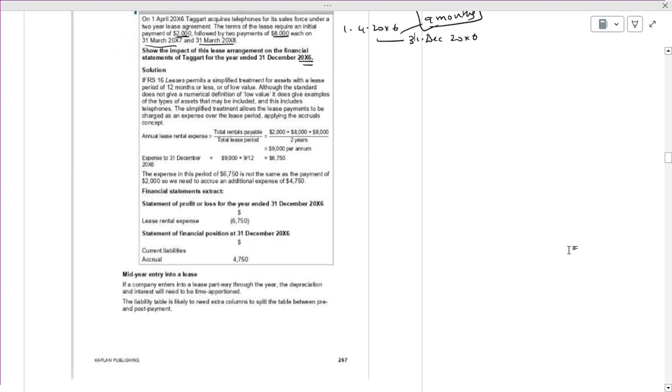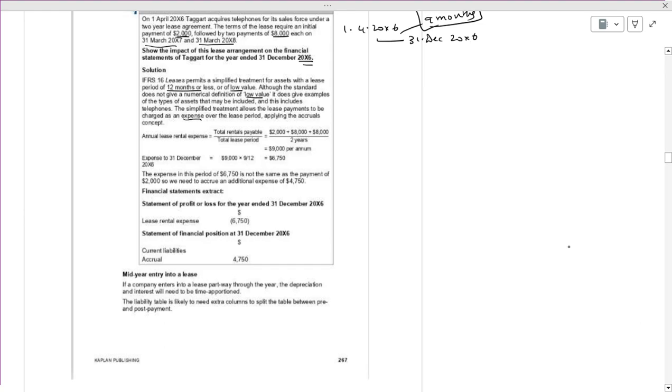IFRS permits simplified treatment for assets with a lease of 12 months or less, or of low value. The standard does not give any definition of low value. The simplified treatment allows the lease payments to be charged as an expense over the lease period.